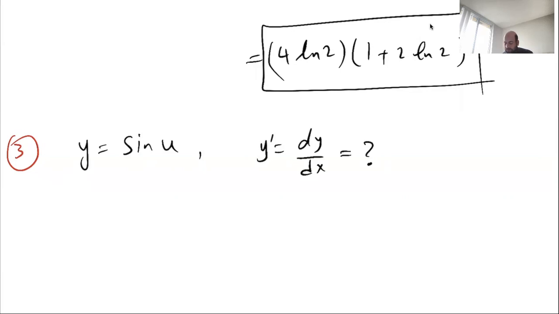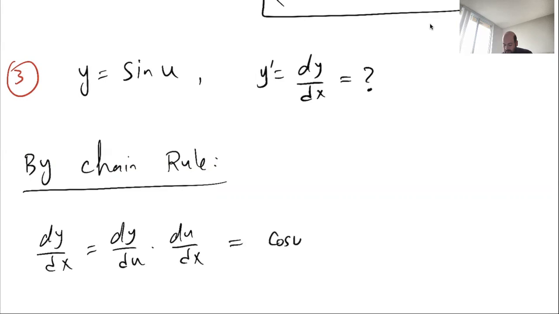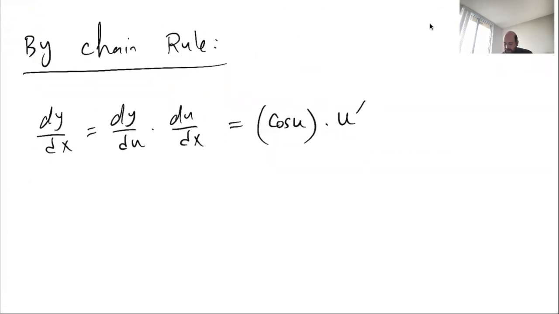So dy over dx is equal to, by chain rule, dy over du times du over dx. And then this is cos u times u prime. So we showed that sine u derivative is equal to u prime times cos u.